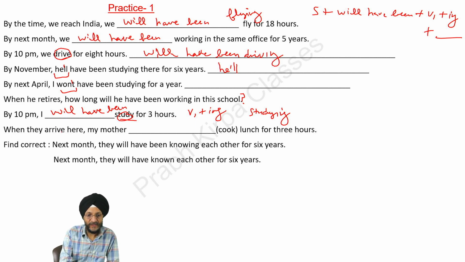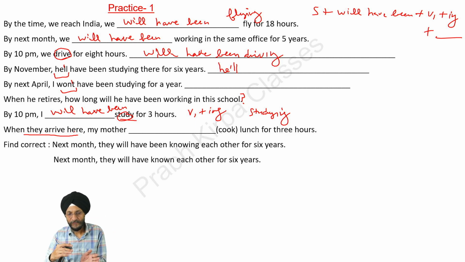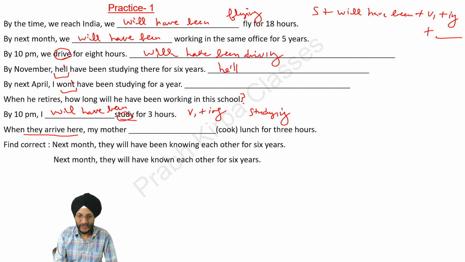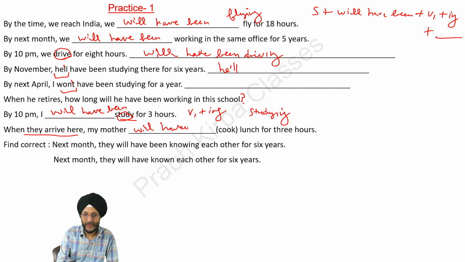Next, when they arrive here, my mother. This is the interrupted action, that is, this action will happen when another action is already going on in the future. This is the action which will be going on, that is, my mother will have been cooking. Cook becomes cooking. When they arrive here, my mother will have been cooking lunch for 3 hours.